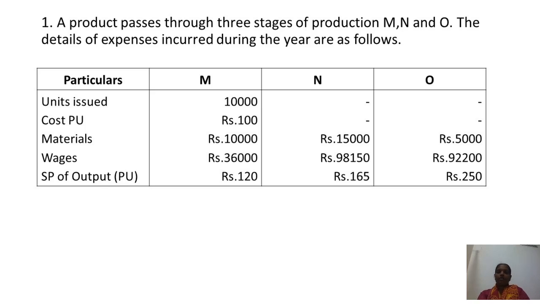Particulars: M units. How many units are issued? 10,000 units are issued. N, nothing is issued. O, nothing is issued. In the process of O, no material is issued. At the starting of the process, the first process itself, most of the units will be issued. Occasionally, in some processes in between, materials may be issued. But normally, raw material units will be issued for the starting process only.